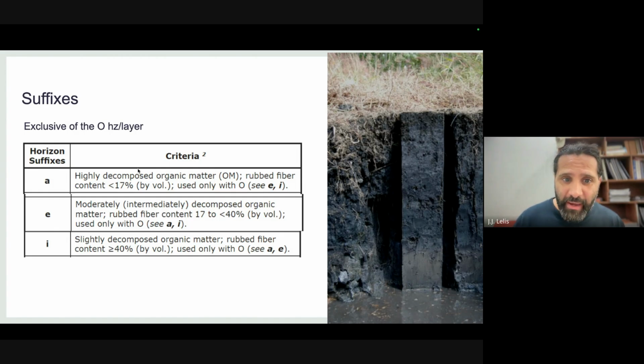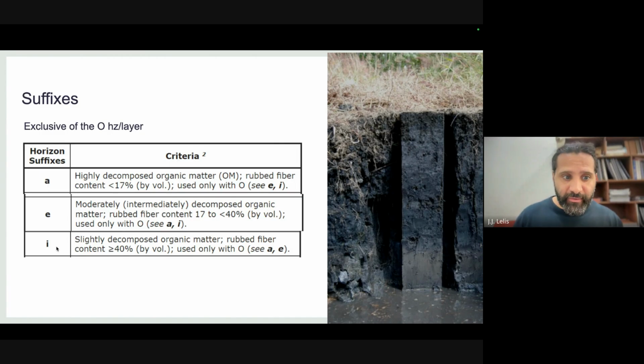If the organic matter is highly decomposed, so I can see a very low content of rubbed fiber, or materials that are easily, partially, or non-decomposed, but the content of this material is quite low, I will add the letter A. Okay, so this specific layer or horizon has a huge amount of highly decomposed material, and the low decomposed organic matter content is less than 17% by volume. So in this case, I need to add the letter A.